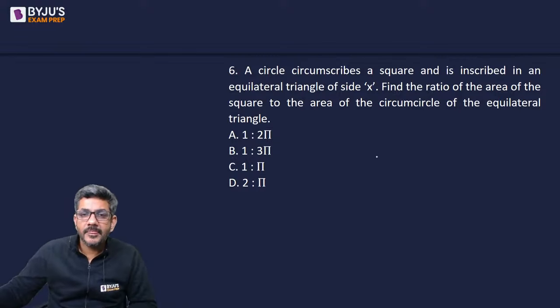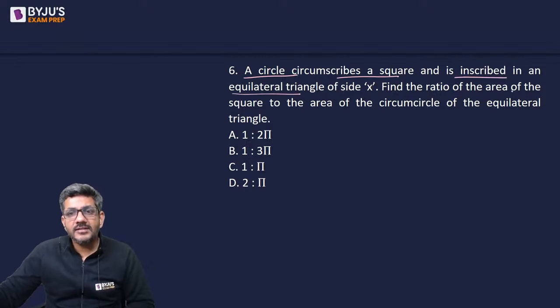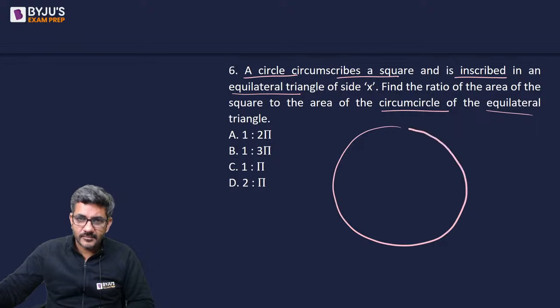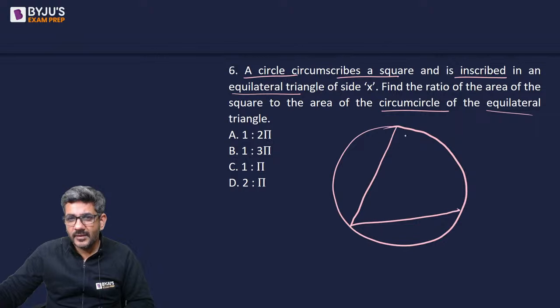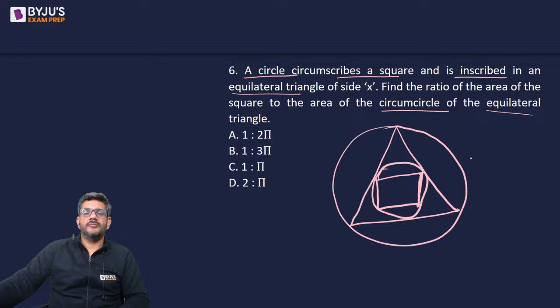Let's start solving it. A circle circumscribes a square and is inscribed in an equilateral triangle. Find the ratio of the area of the square to the area of the circumcircle of that equilateral triangle. That means we have a circle, inside which we have an equilateral triangle, inside which we have another circle, inside which we have a square. Of course it is not looking like a square, but please take it as a square.